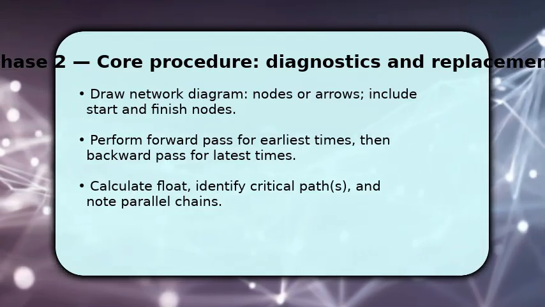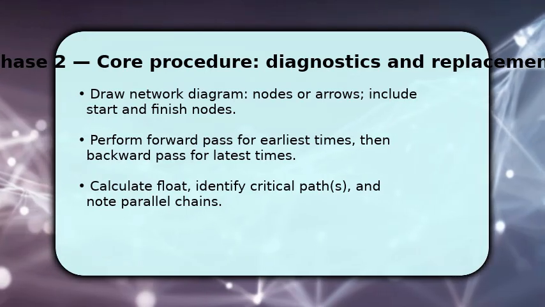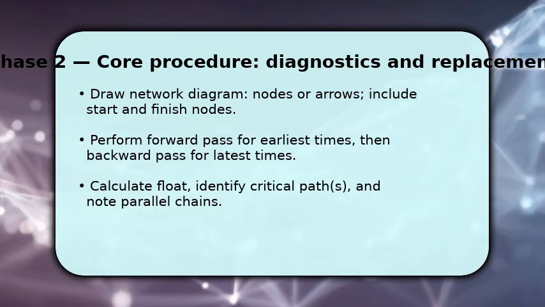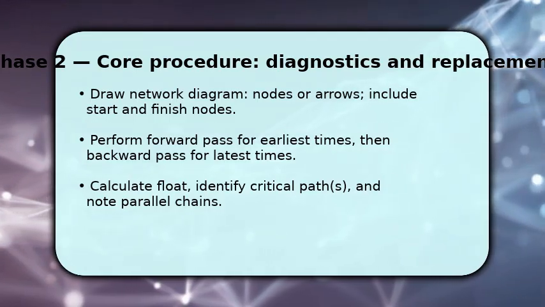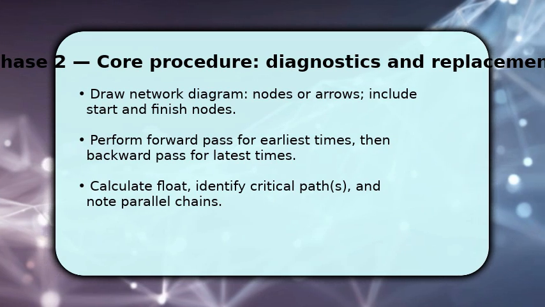Once you calculate float, the tasks with zero float form the critical path. Make sure to validate calculations by hand for a few nodes. Discrepancies usually point to mistaken dependencies or unit errors.